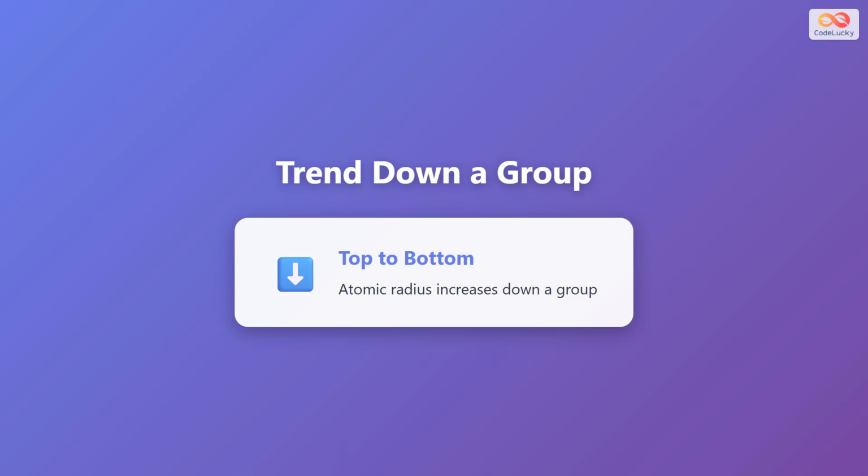Now let's examine the trend down a group. A group is a vertical column on the periodic table. As you move from top to bottom down a group, the atomic radius increases. This means atoms get larger as you go down the column. This trend is easier to understand than the period trend.